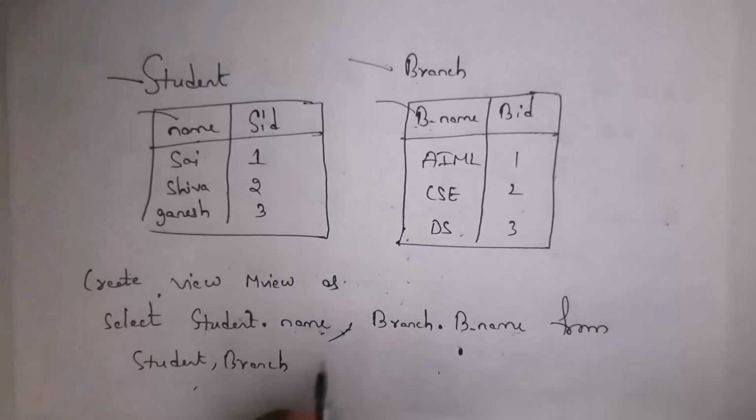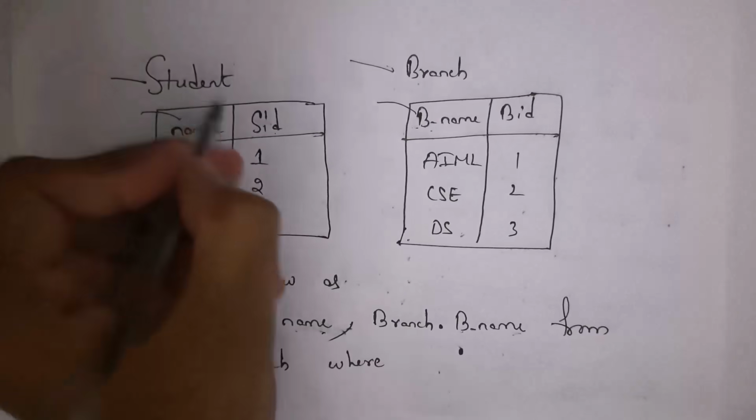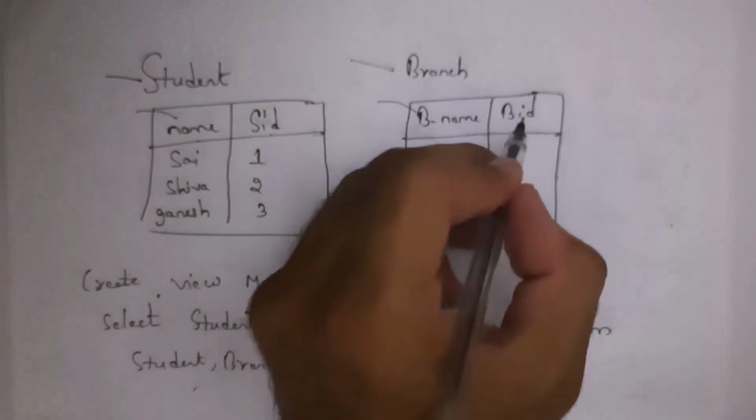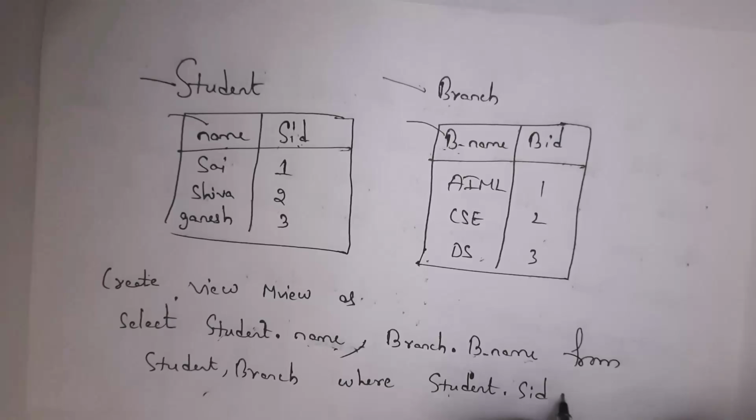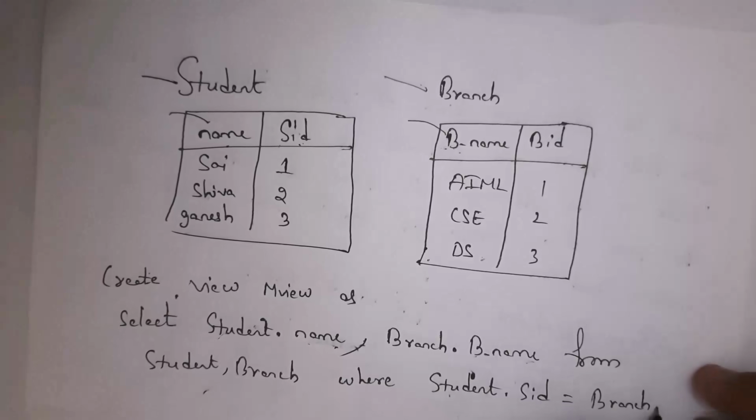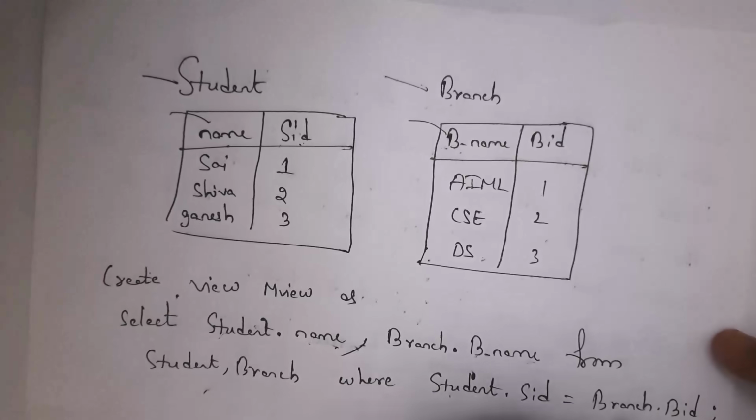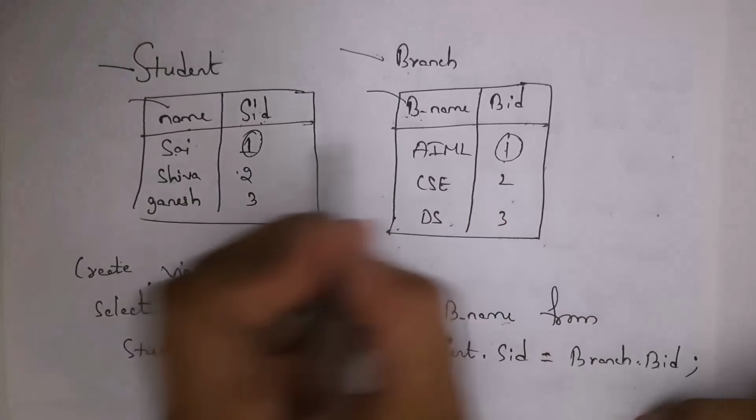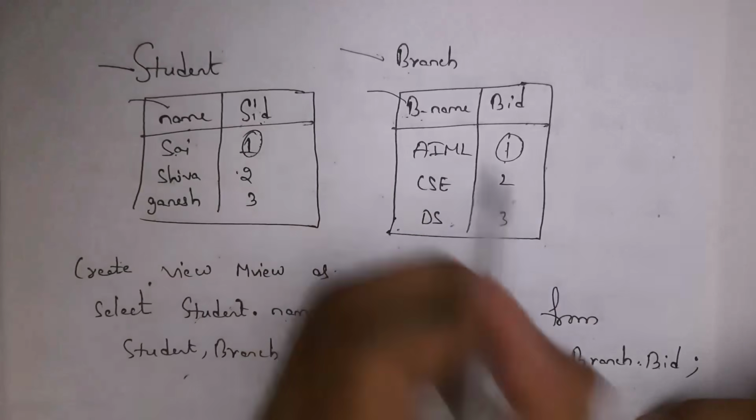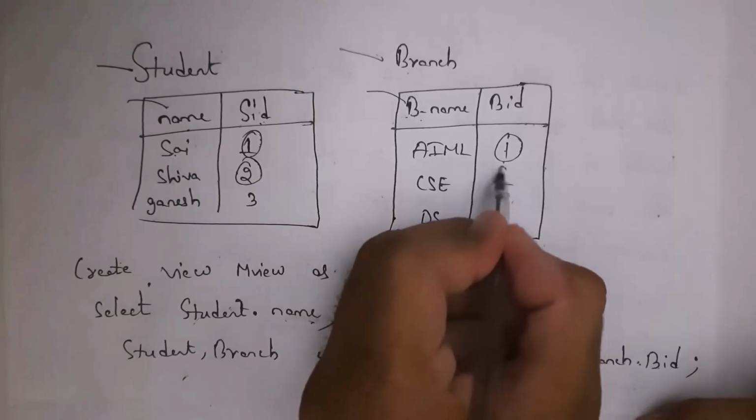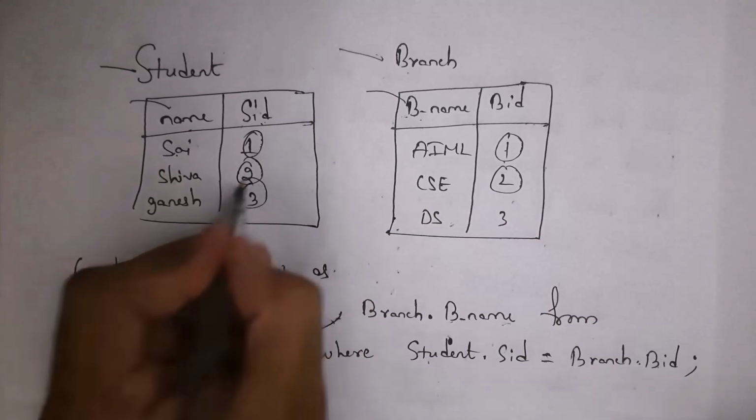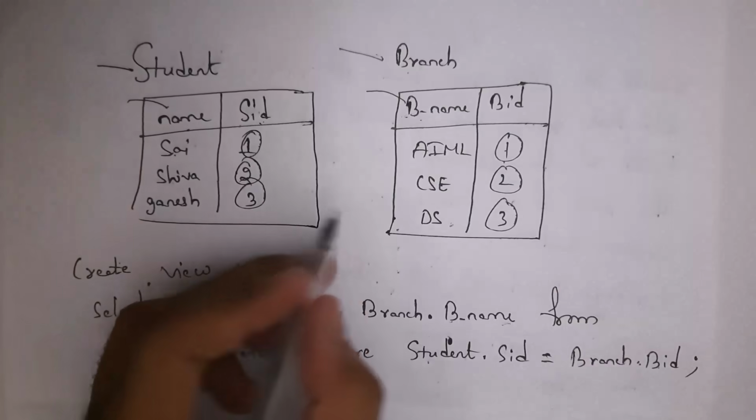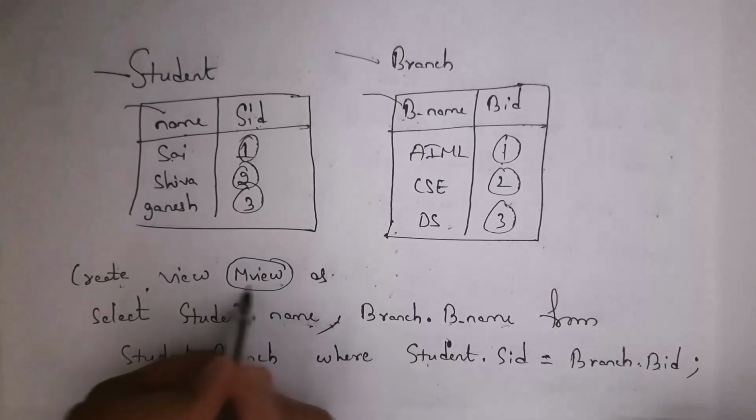And here you need to give the condition where student.sid is equal to branch.bid, and give a semicolon. Here there is a match, 1, 1. So it will select Sai AML, and here there is 2, 2. There is a match, so it will select Shiva CSC, and there is a match 3, 3. It will select Ganesh DS. I created a view. That view name is mview.